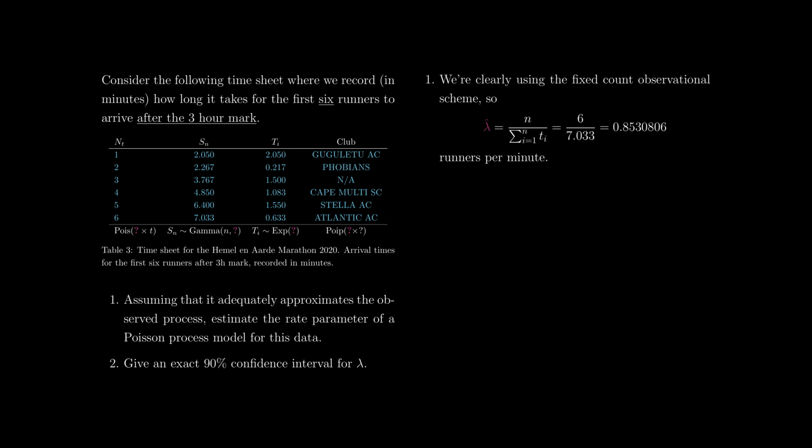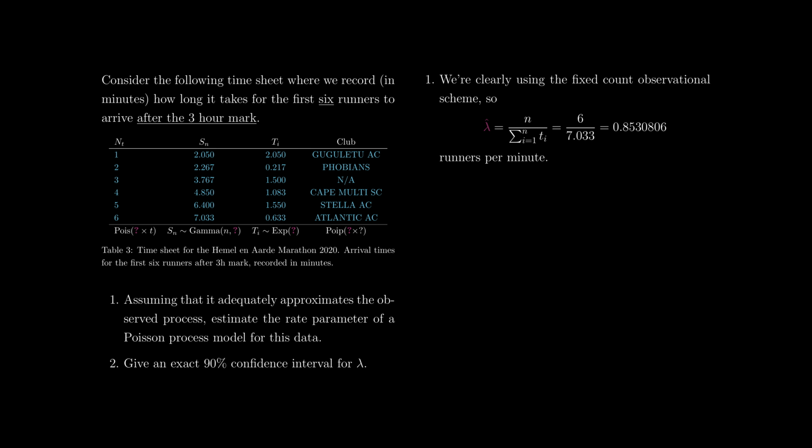And that leads us to question 2. Give an exact 90% confidence interval for lambda. Okay, now it states exact 90% confidence interval. Now, from your likelihood theory knowledge, you will probably know how to construct a confidence interval which is approximate, but here it asks for an exact confidence interval.